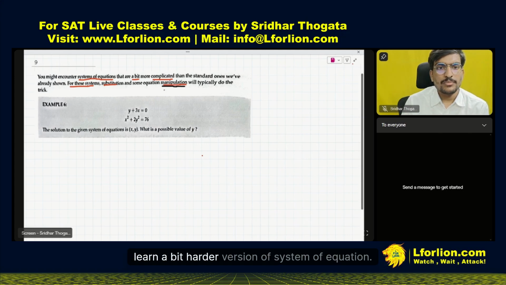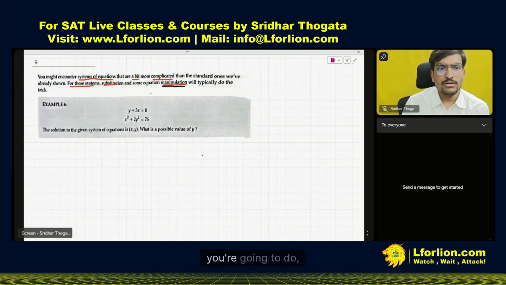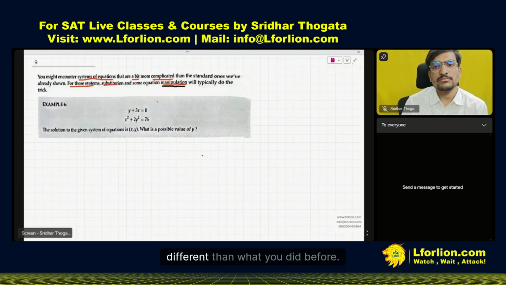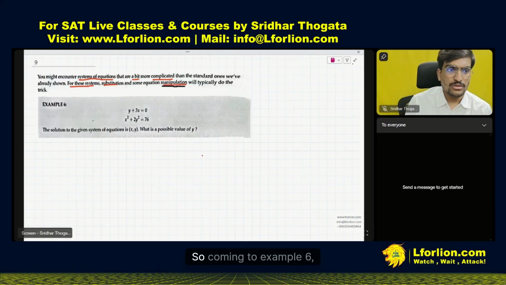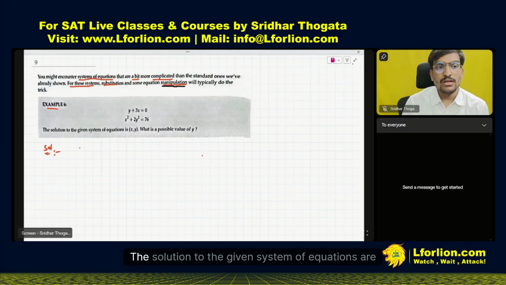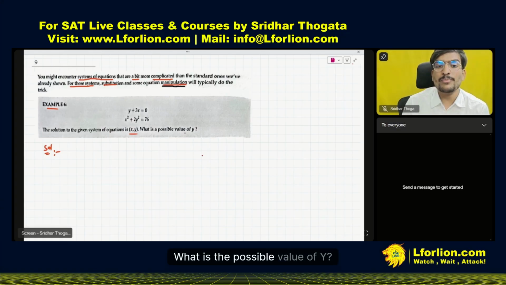Learn a bit harder version of system of equation problems. You're going to manipulate by multiplying by 2 and all, a bit different than what you did before. So coming to example 6, you see two system of equations are given. The solution to the given system of equations is (x, y).